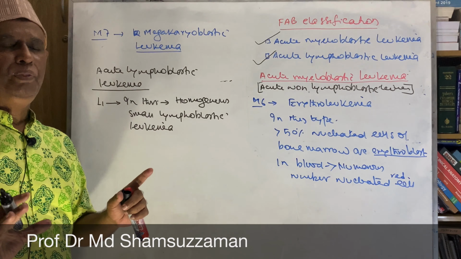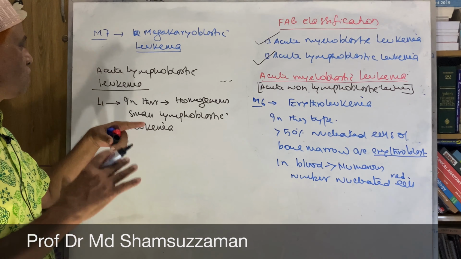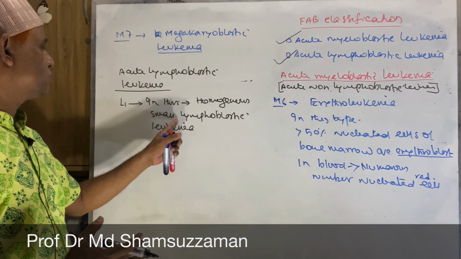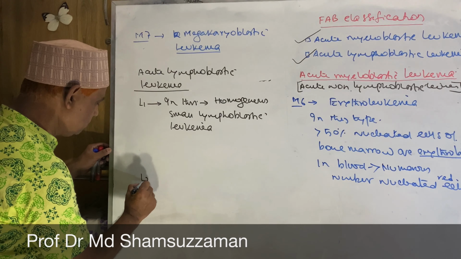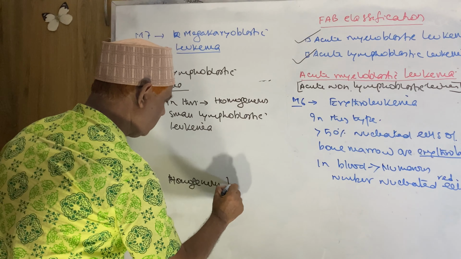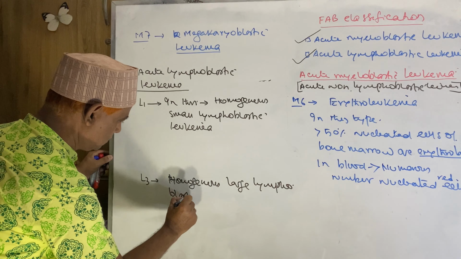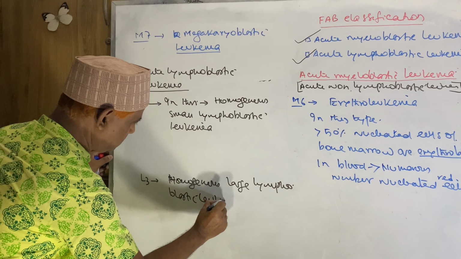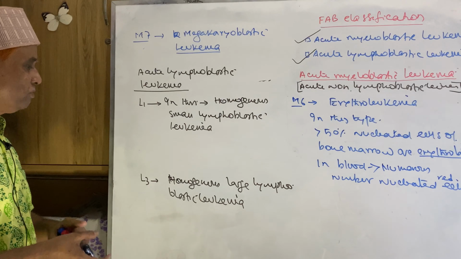Dear audience, we know there is a small lymphocyte and large lymphocyte. So there is a small lymphoblast and large lymphoblast. The acute lymphoblastic leukemia, where most of the cells are small lymphoblasts, it is called homogeneous small lymphoblastic leukemia. That is L1. Now come to L3. L3, it is also homogeneous. Homogeneous large lymphoblastic leukemia. So in this L3 type, we get most of the lymphoblasts are large lymphoblasts.